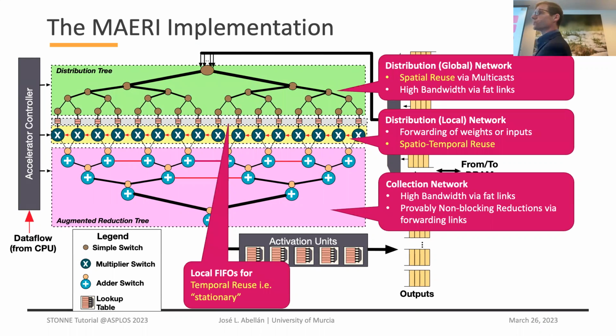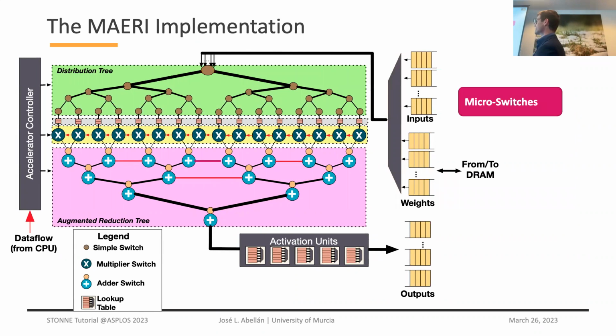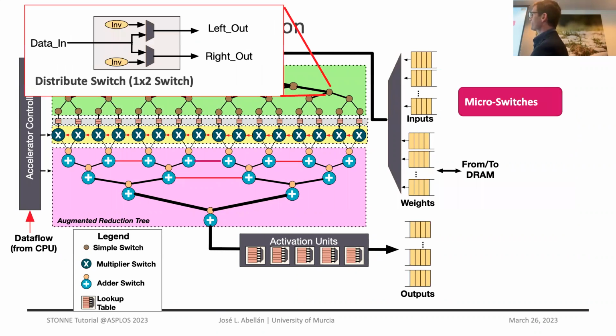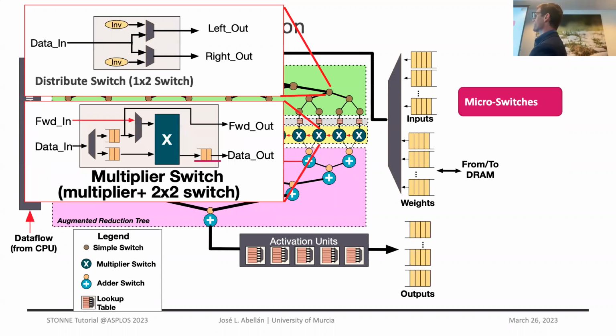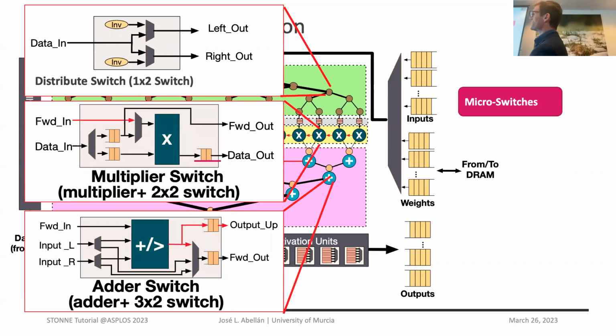And the secret sauce in order to enable that is basically the implementation of micro switches. Micro switches are everywhere. Here at the level of the distribution network, each of the nodes is basically a distribution switch that provides flexibility in terms of how you distribute the elements: left, right, or both at the same time for multicasting. Or we could have these multipliers that essentially come with tiny switches in order to forward or do the multiplications. Or here in the reductions, it is like a 3-by-2 adder switch, which reduces data from different elements with the 3 inputs that we have, with different possibilities.